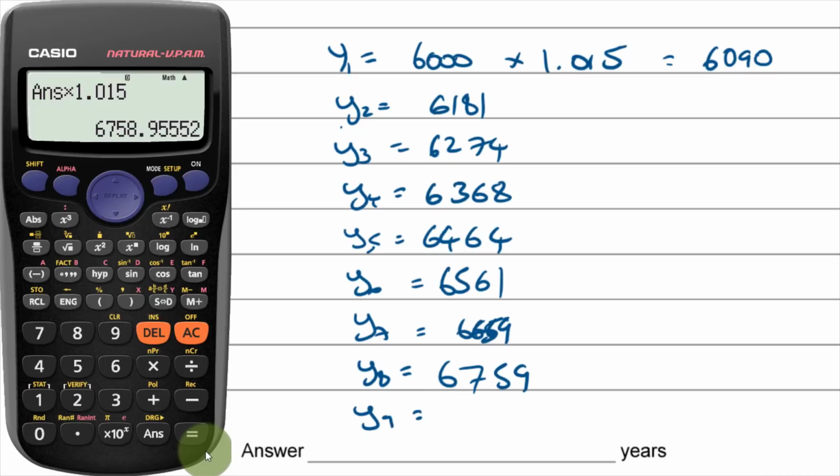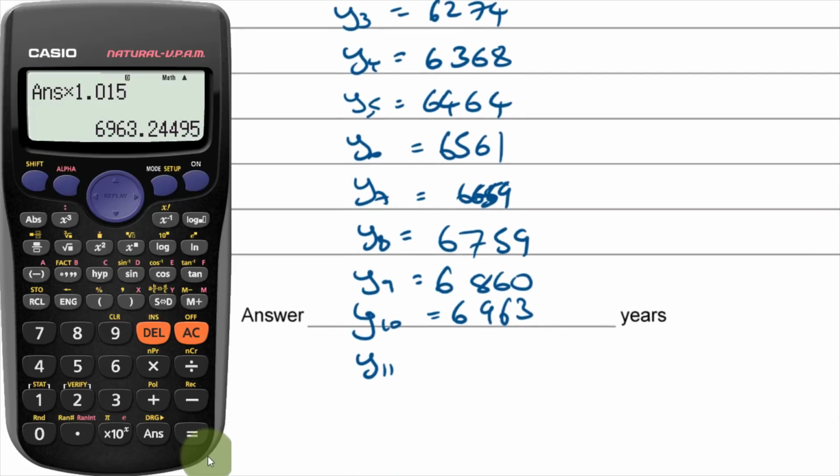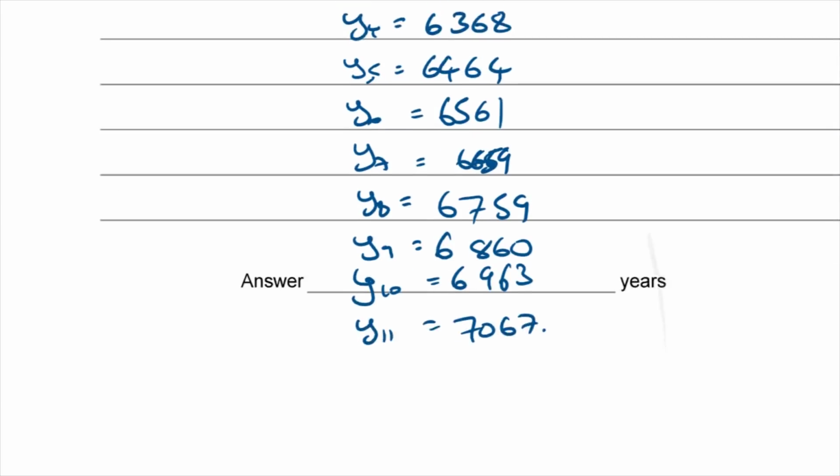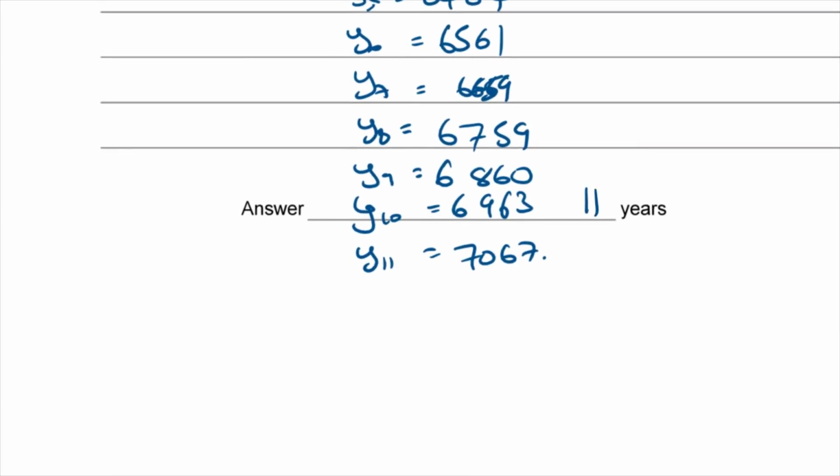Year 9, 6860. Year 10. We're getting close. Year 10 is 6963. So I think in year 11, yeah, that's when we go over, isn't it? 7067. So work out the least time in whole years that it will take. It will take at least 11 years. Okay, so it's taking him 11 years to get there.